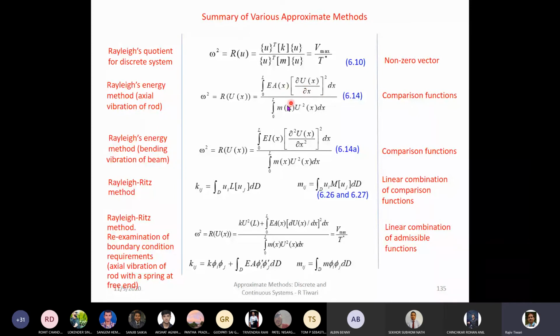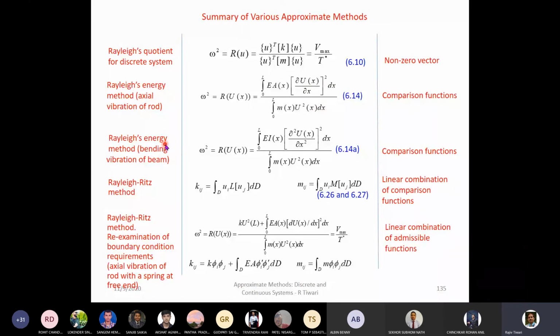In which I think we started with the potential energy and that thing. And here, energy method. Okay. So here we need to use comparison functions, because boundary conditions were not involved in this, so we need to use comparison functions.